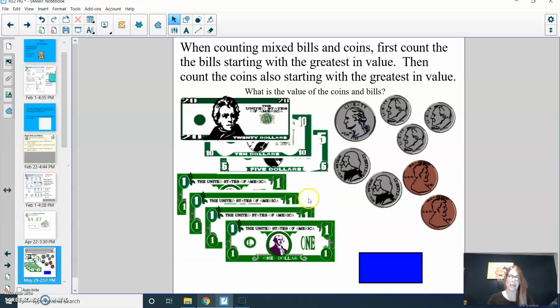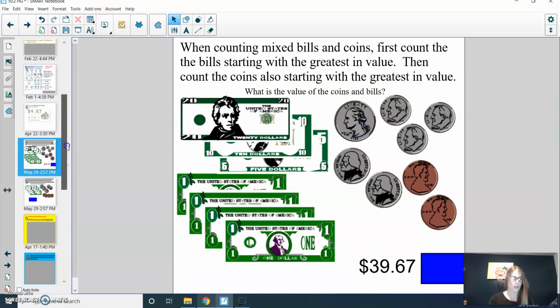When I start with my bills, I would start with 20 plus 10, which would give me 30, plus 5 would give me 35, 36, 37, 38, 39. When I look at my coins, I have my 25, my 10 would be 35, 45, 55. Then I can go to 60, 65, 66, and 67. So $39.67. We'll practice one more like this.